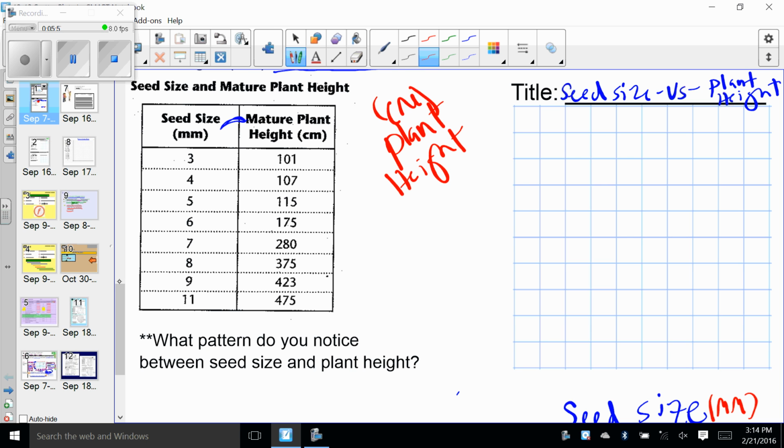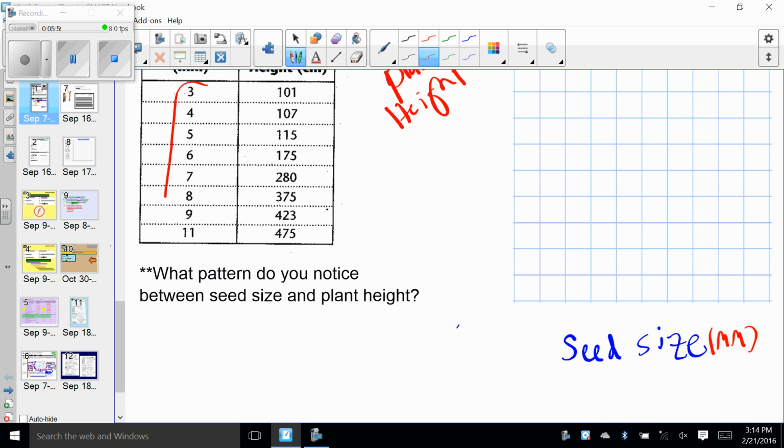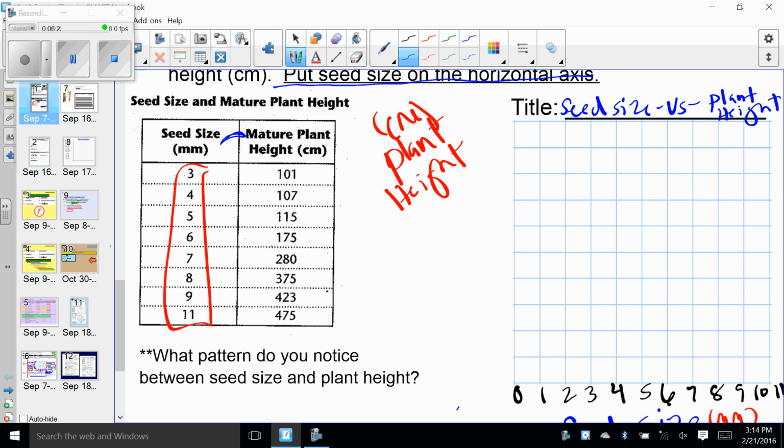Okay, so working from left to right here, for the seed size we range from 3 to 11. So we'll see if we can fit it. 0, 1, 2, 3, 4, 5, 6, 7, 8, 9, 10. Can't fit it. So instead, I'm going to have to think about how I want to graph that. I think I'll extend the graph out. 0, 1, 2, 3, 4, 5, 6, 7, 8, 9, 10, and I'm going to squeeze 11 out here just because I really want to stretch that graph out. Notice my scale is going by ones.